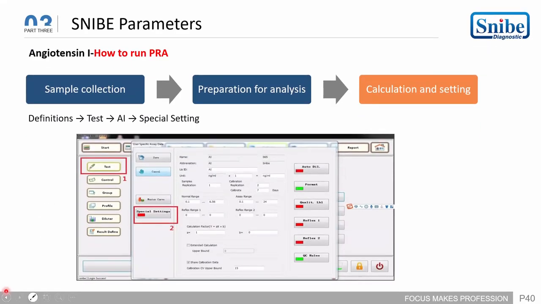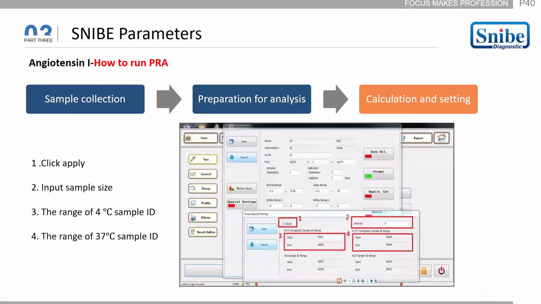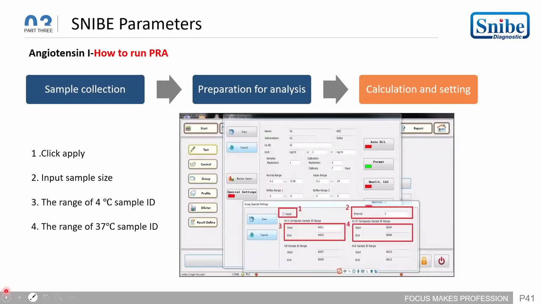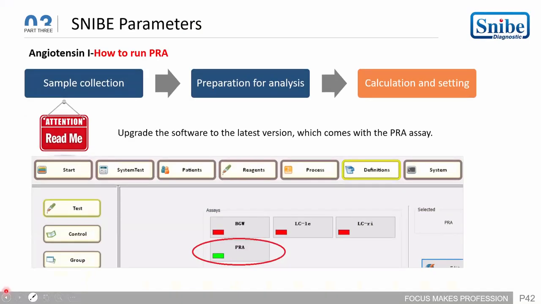You can also use a special setting in the system, the definition test AI and then the special testing. Then you have to click apply and then input sample size, the range of 4-degree sample ID, the range of 37-degree sample ID, and then you can calculate and set the results. So the sample collection and the preparation for that, now this step is the calculation setting. So how to calculate and set, then upgrade the software to the latest version, which comes with the PRA. So the PRA is shown here.